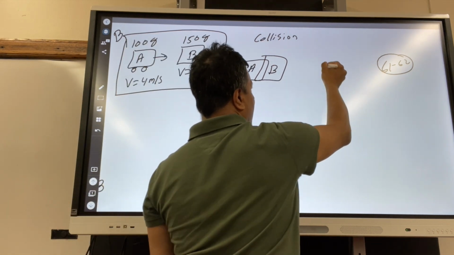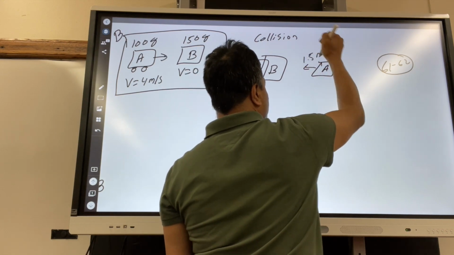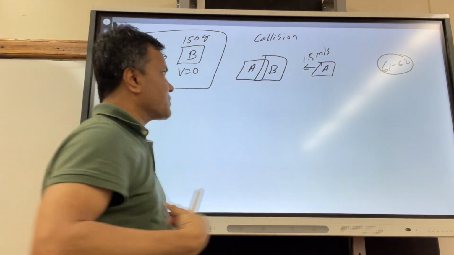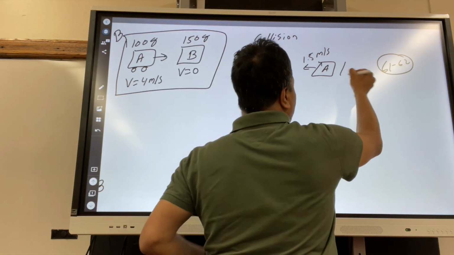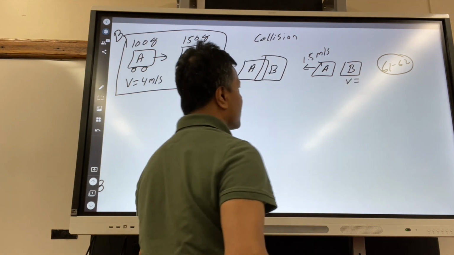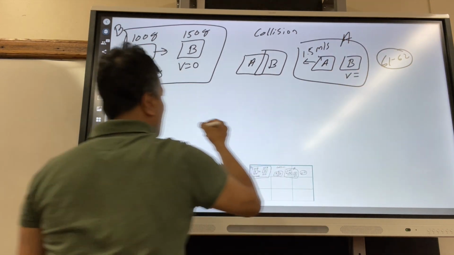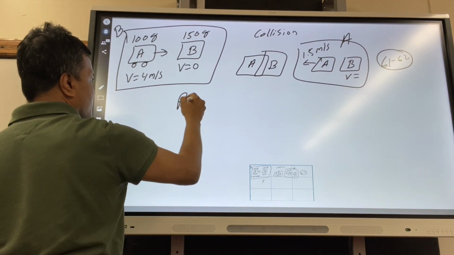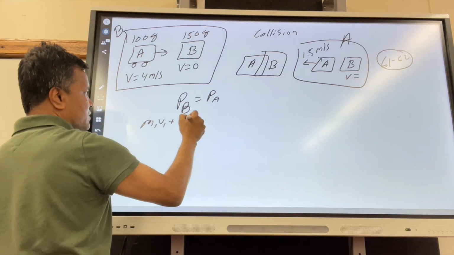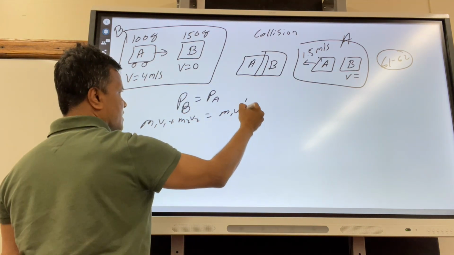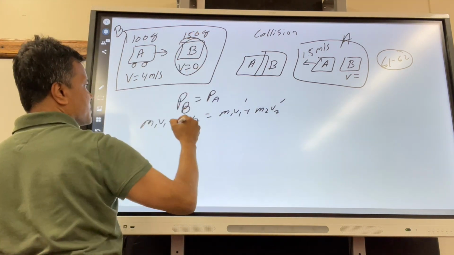So this one, what happened? The car A moves with 1.5 meter per second. So the car A lost some kinetic energy, and car B, we want to find the velocity of car B. Of course, we want to call it after. So momentum before is equal to momentum after. So m1 v1 plus m2 v2 is equal to m1 v1 plus m2 v2. Okay, so this one is 0, right? Because this one is at rest.